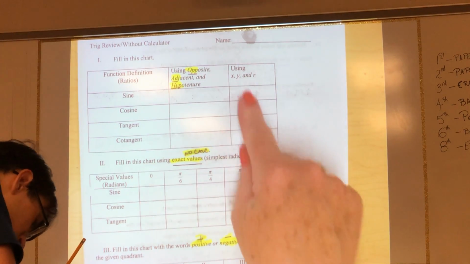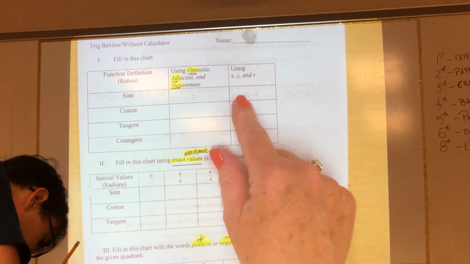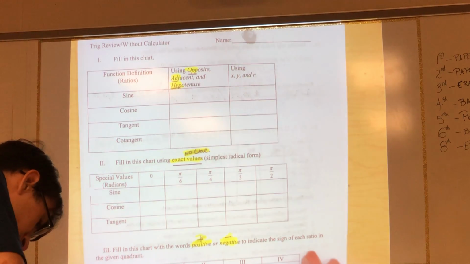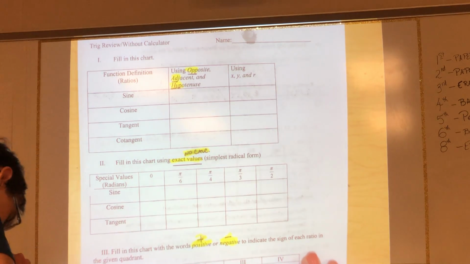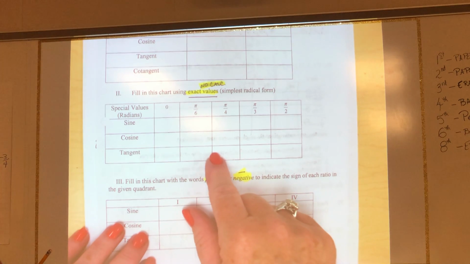Then on this column, you're going to use it in terms of x, y, and r. Y over r, pardon me. All right, so stop what you're doing and pay attention to me, and then you can go back and fill in all the stuff.